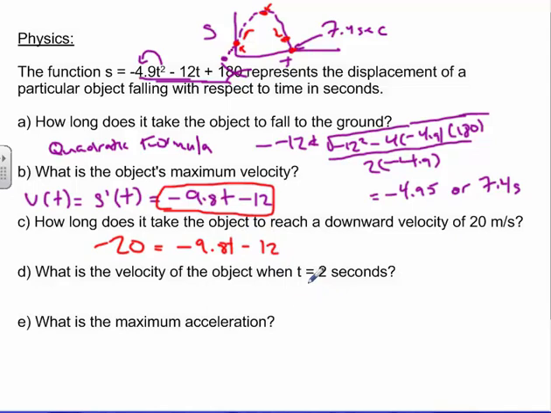So let's calculate when it eventually equals negative 20. Add 12 to both sides, means that minus 8 equals minus 9.8 t. Divide by minus 9.8. My time value is 8 over 9.8, which is about 0.816 seconds, give or take.